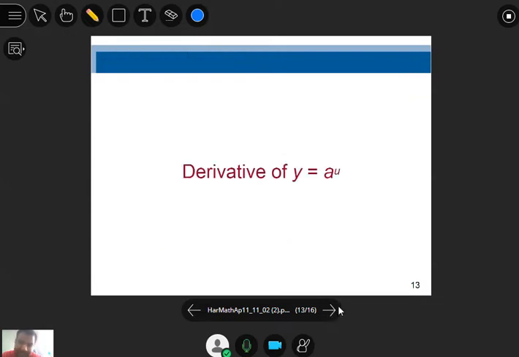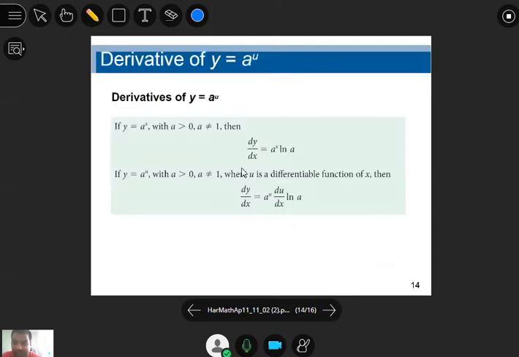Now let's consider the derivative of y is equal to a to the power u. The specialty here is, previously we discussed functions of the kind y is equal to e to the power u, and here the base is a. A may be any number, 1, 2, 4, 6.5, 7, anything. So let's see how we can differentiate such a function.